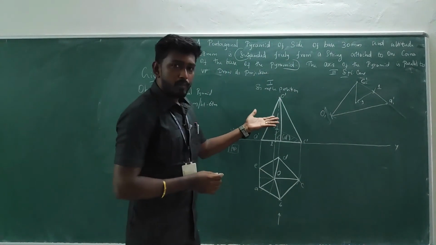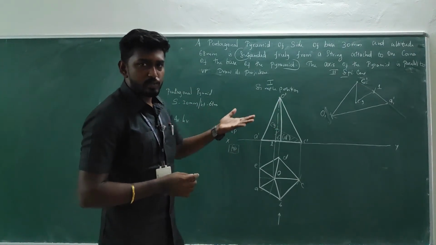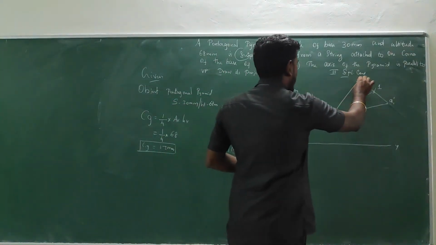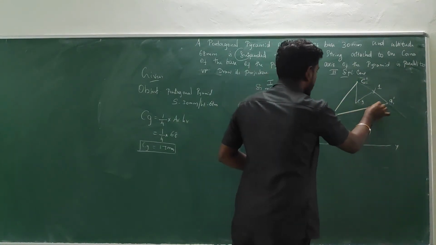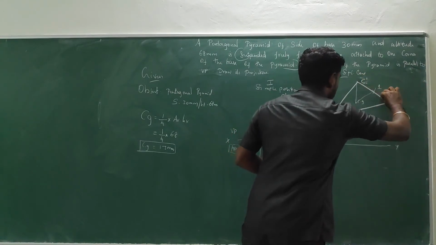We are producing the same image in the suspended manner. So what are the points that are visible? Make them as a dotted line. So these are the edges that are visible. You can make them as a dotted line.